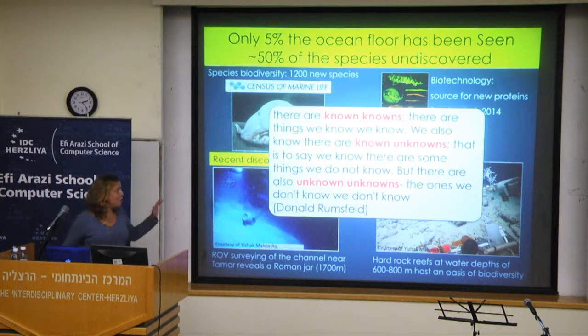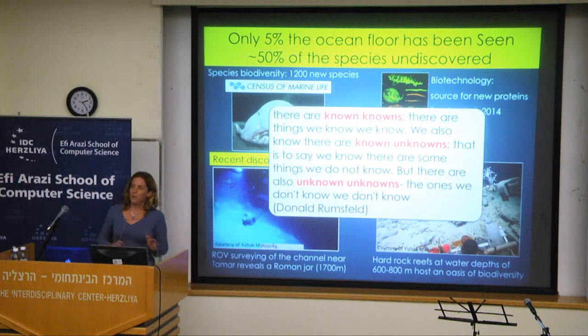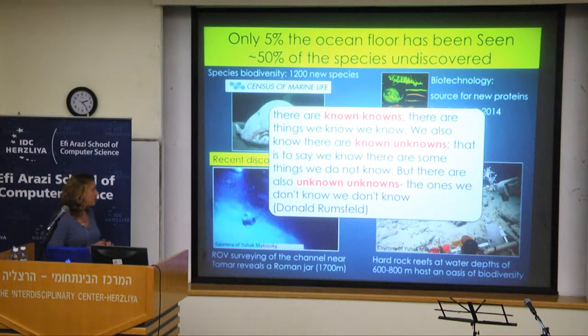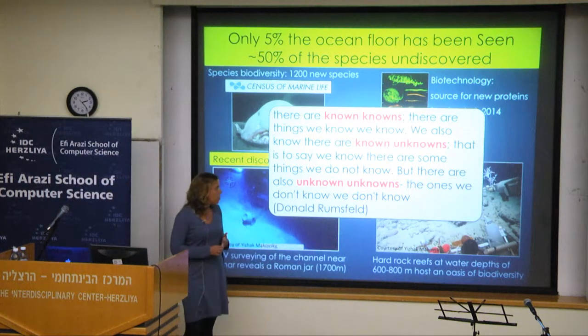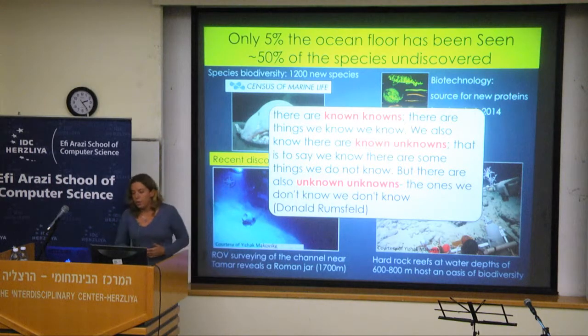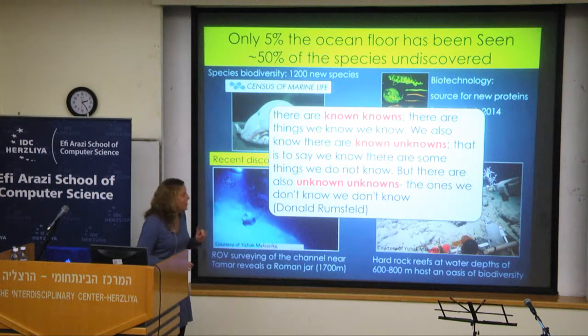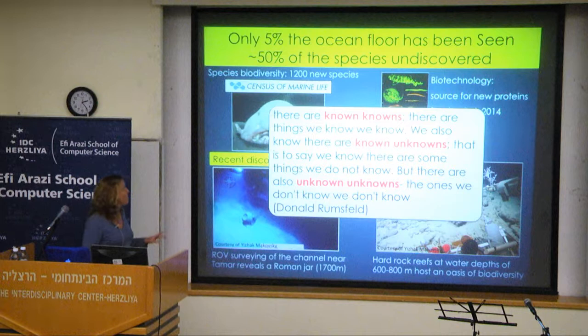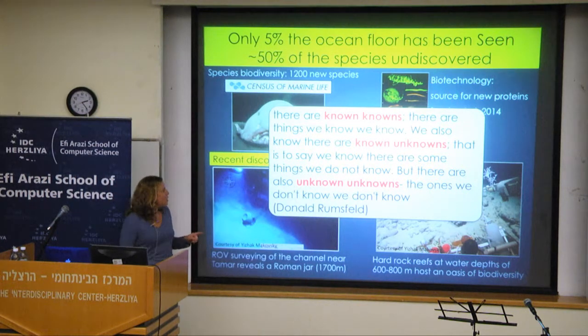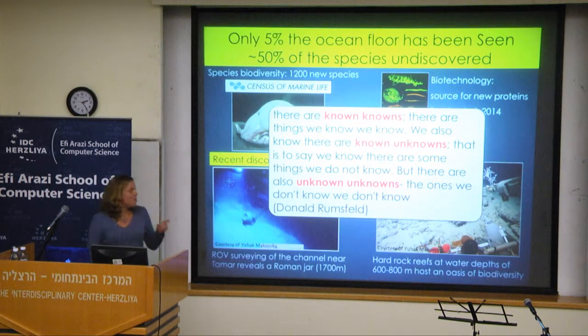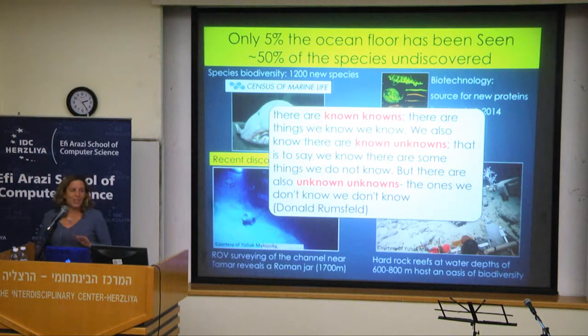And this is a long sentence. I was doubting whether I want to show it or not, but I think it's interesting. I heard it in a talk about deep sea research, and it's a quote by Donald Rumsfeld. He said, let's see if I can read it correctly: there are known knowns. These are things we know. We also know there are known unknowns. That is to say, we know there are some things we do not know. But there are also unknown unknowns. The ones we don't know we don't know. So, okay, I hope I didn't make a mistake.